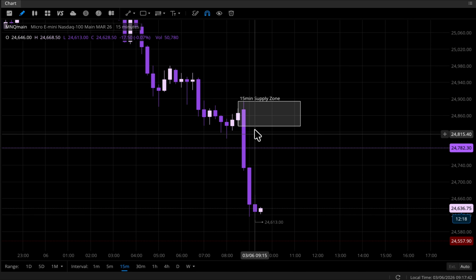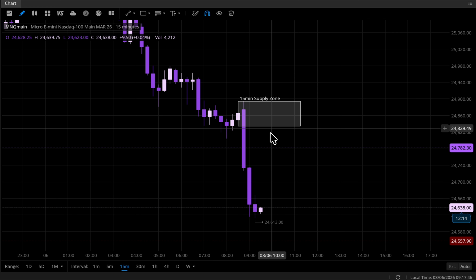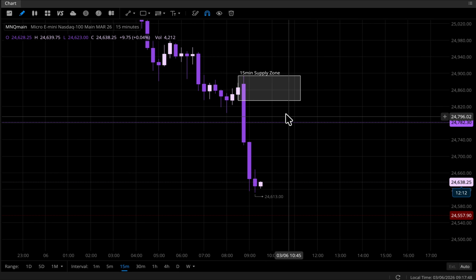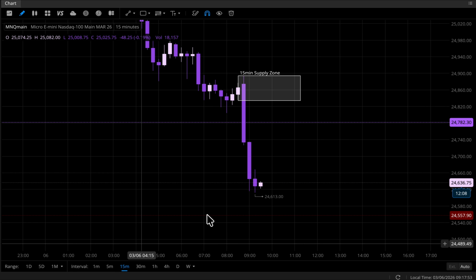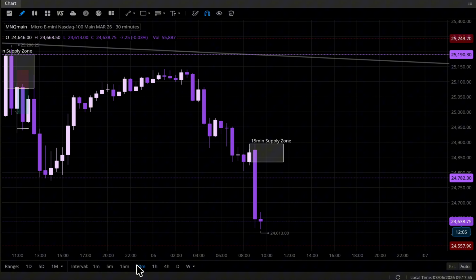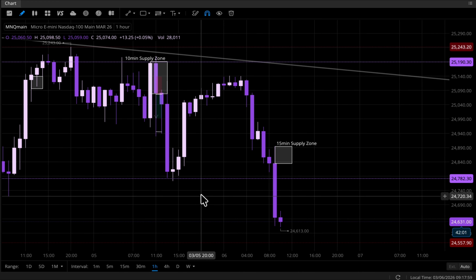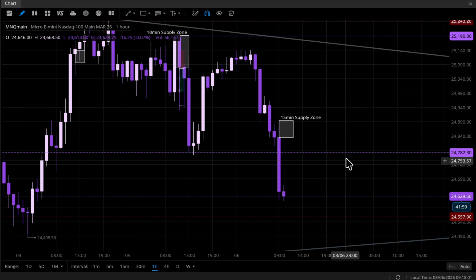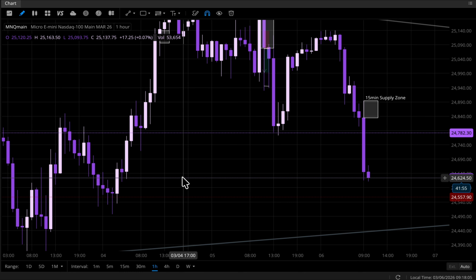All right, so we got the 15-minute supply. We haven't gotten a tap. So we could potentially wait for the tap to get in and catch some sales coming down to this resistance. I do want to double check this resistance on a higher time frame just to make sure it's in a good spot, which it is. I do see some resistance right here too.